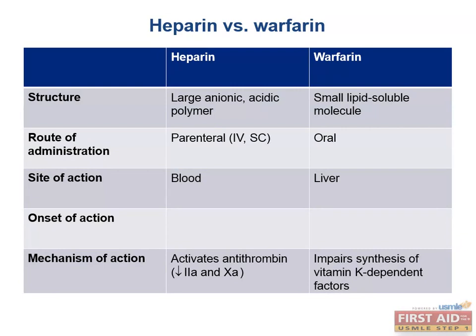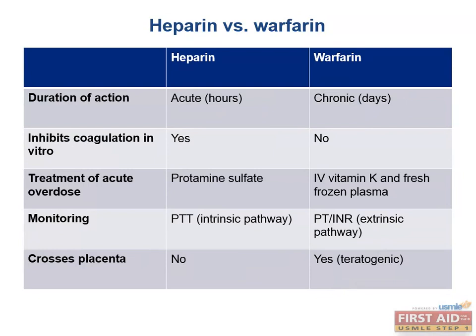Heparin works in the blood, while warfarin works in the liver. Heparin is much more useful in the acute setting because it has an onset of action within seconds. Warfarin is slow to take effect, so heparin is often needed in a, quote, heparin bridge to keep the patient anticoagulated until warfarin begins to take effect some 3 to 4 days later. Heparin has an antidote, protamine sulfate, whereas a warfarin overdose requires IV vitamin K or fresh frozen plasma. Lastly, heparin is best monitored with PTT for the intrinsic pathway, while warfarin is best monitored by PT or INR for the extrinsic pathway.